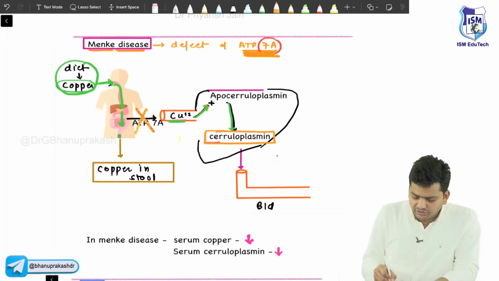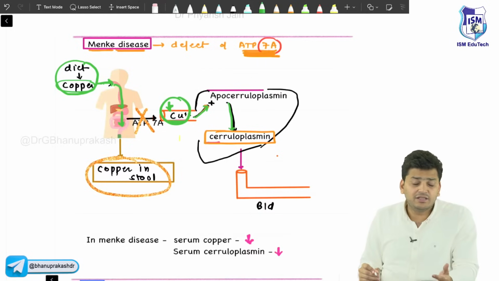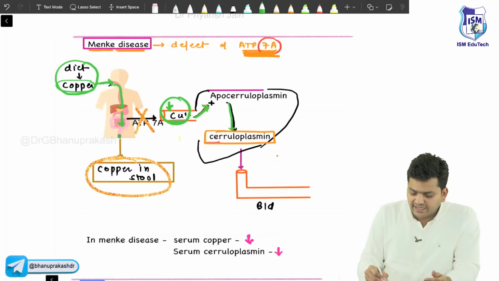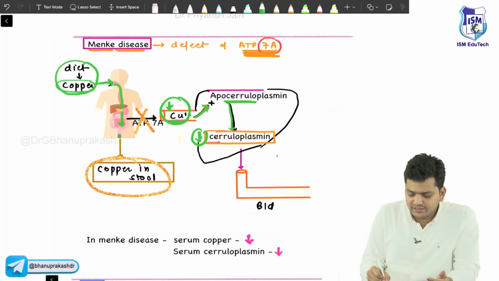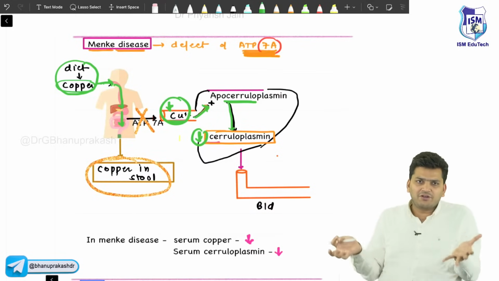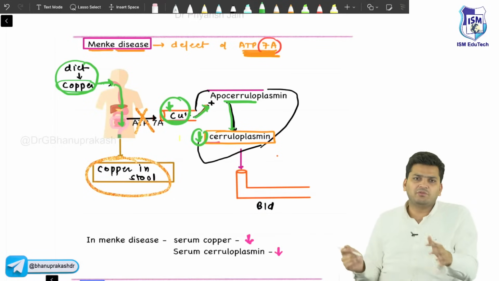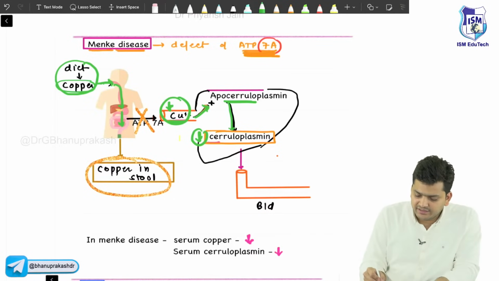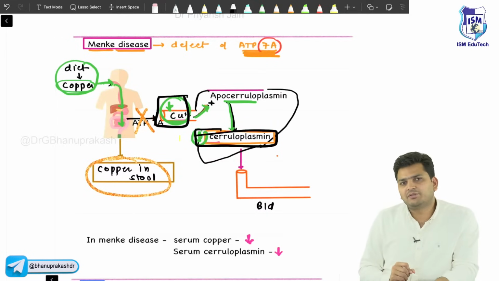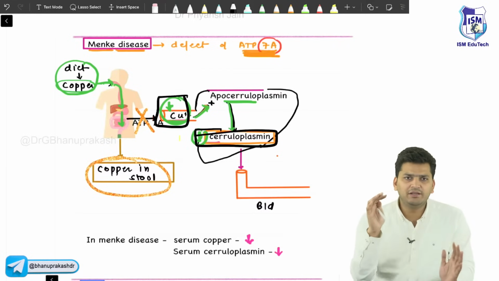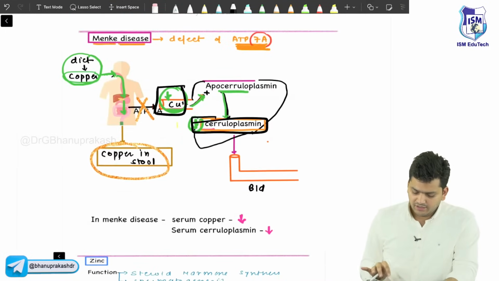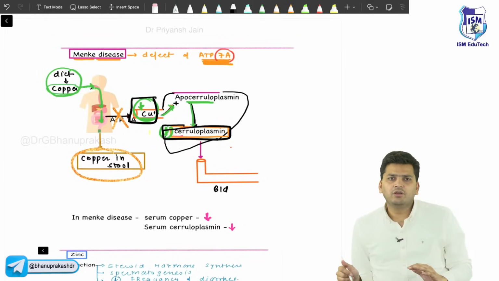If the copper is lost in the stool, then the copper in the blood will be very less. Less copper will go and club with less amount of apoceruloplasmin. So overall, the ceruloplasmin which is going to be made is less, because to make ceruloplasmin we require copper. If the copper is not there, the ceruloplasmin will not be made. So in Menke disease, the copper is less as well as the ceruloplasmin. Ceruloplasmin is less in Menke and Wilson both. The main difference is the serum copper, right? These are the points to be remembered from copper.